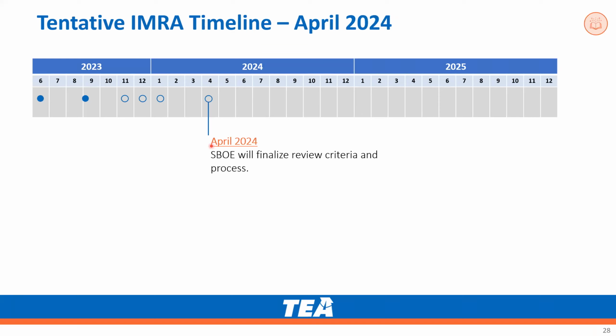By April of 2024, the board will need to finalize all of the review criteria decisions and the process decisions that I outlined a few slides back. The reason for this April deadline is that we need the time to actually conduct the reviews over the next several months.